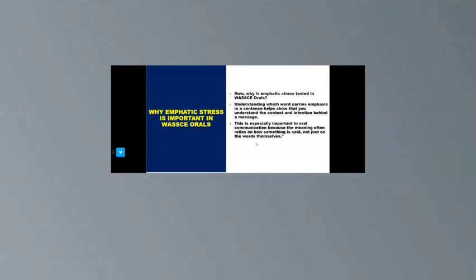And this brings us to why emphatic stress is important in WASSCE orals. Why is emphatic stress tested in WASSCE orals? Now, understanding which word carries emphasis in a sentence, which is what emphatic stress is all about, helps to show that you understand the context and the intention behind a message. This is especially important in oral communication because the meaning often relies on how something is said, not just on the words themselves.